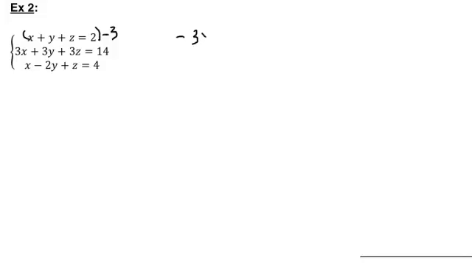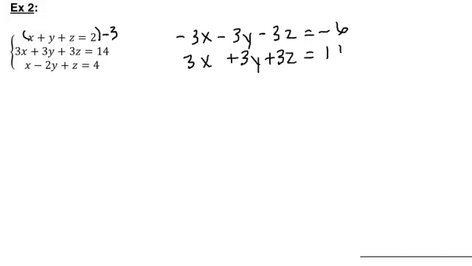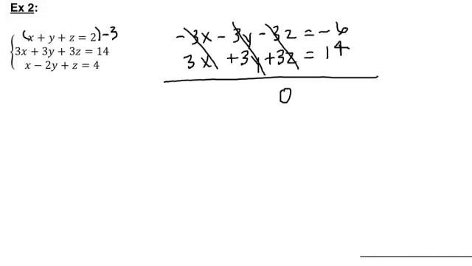So we have a -3x minus 3y minus 3z equals -6. And our second equation is 3x plus 3y plus 3z equals 14. Now notice that this is going to eliminate all three of our variables. So our x's cancel out, our y's, and our z's. So this is all 0, and that equals 8.